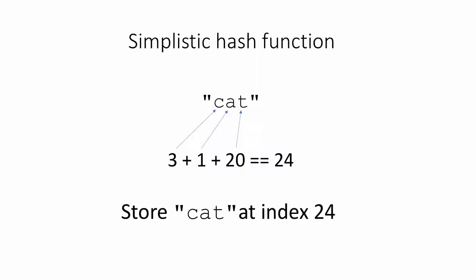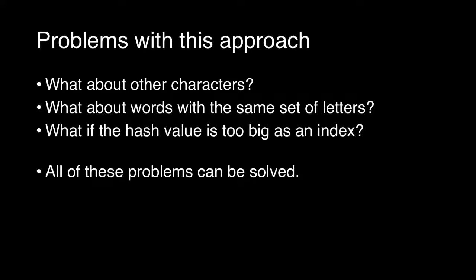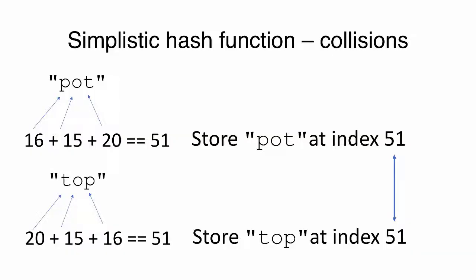Now you can probably immediately spot some problems with this very simple approach. A few might be, what about all the other characters that aren't lowercase letters? Because not all strings will be lowercase words. What about words that have the same letters but in a different order? Top and pot, for instance. Simply adding up the letter values would give the same hash value for two different words and require that different words be stored at the same index, which is not what we want. This is called a collision.